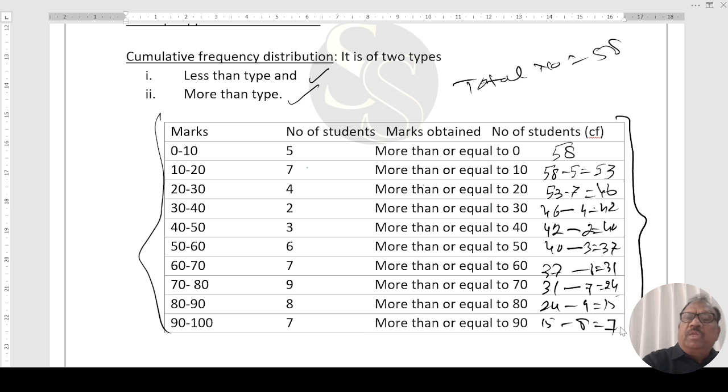If you go back to this side, you can check it very well, right?